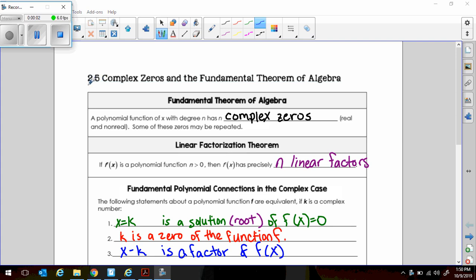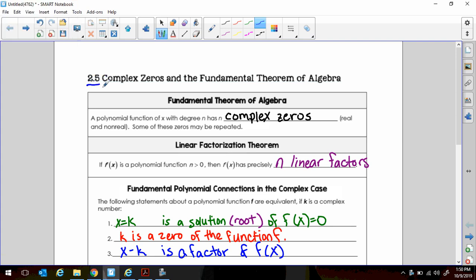Good morning. This is Unit 2, Day 5 notes. We're going to go over complex zeros. A polynomial function of x with degree n has n complex zeros. This could be real or non-real. Some of these zeros may be repeated.